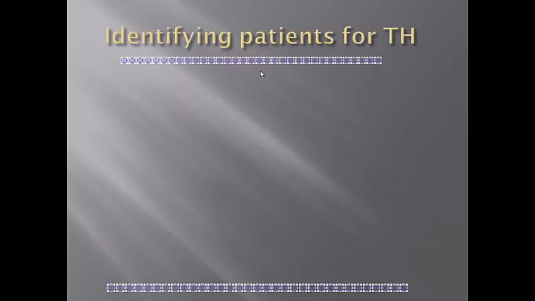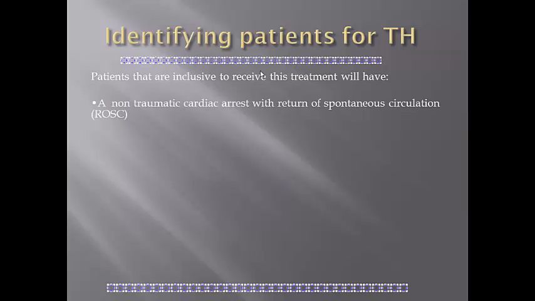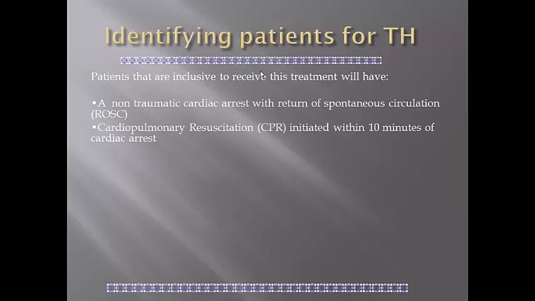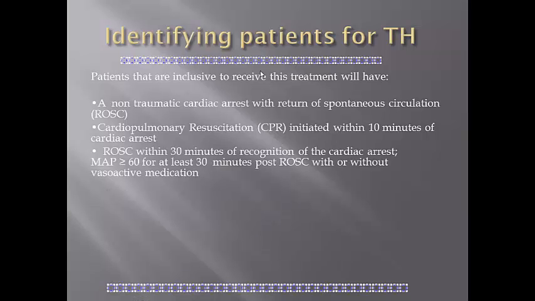Identifying patients for therapeutic hypothermia. Patients that are included to receive this treatment will have a non-traumatic cardiac arrest with return of spontaneous circulation, CPR initiated within 10 minutes of cardiac arrest, return of spontaneous circulation within 30 minutes of recognition of the cardiac arrest, with a MAP greater than 60 for at least 30 minutes post return of spontaneous circulation, with or without vasoactive medication.